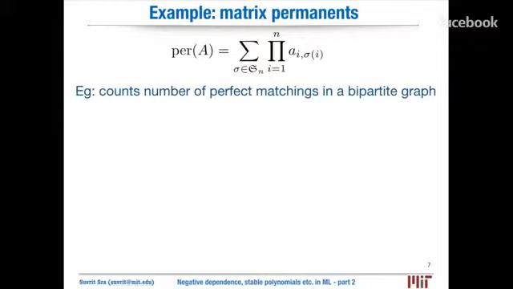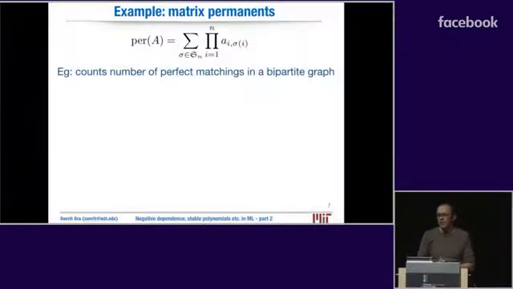So an object that has greatly intrigued people who swing this way is the matrix permanent, and it is used to count the number of perfect matchings in a bipartite graph. So in some sense, in the simplest setting, a partition function can also be thought of as solving a counting problem. How many such objects are there?